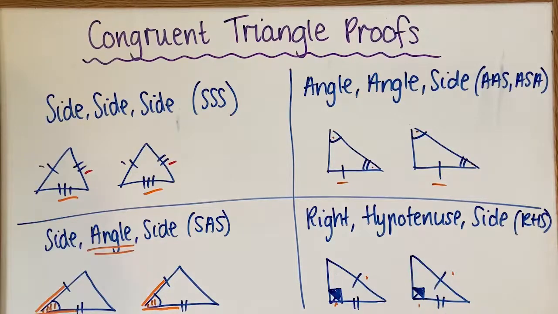Okay, so those are the 4 triangle proofs and how you can use them to prove whether triangles are congruent or not.